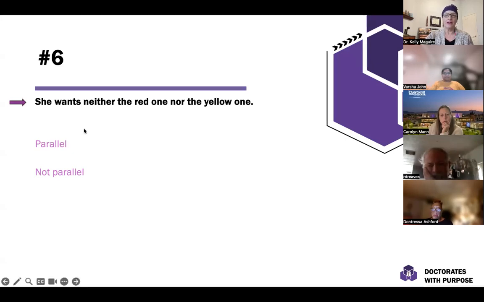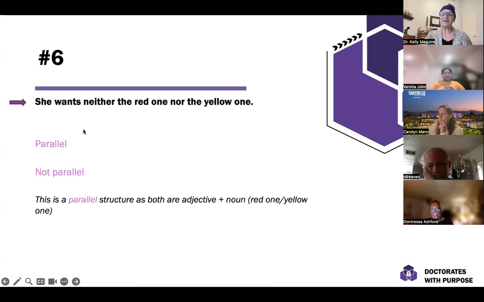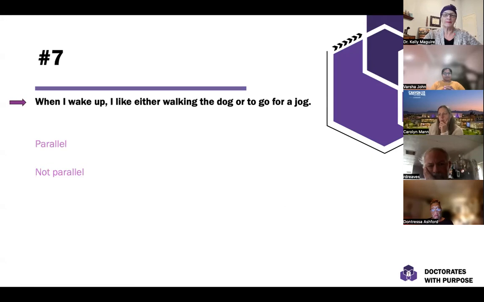Okay, lots of parallel in the chat. All right, well done. So both sections are showing an adjective plus a noun. So we've got a red one, yellow one. So it is parallel. Number 7, when I wake up, I like either walking the dog or to go for a jog.